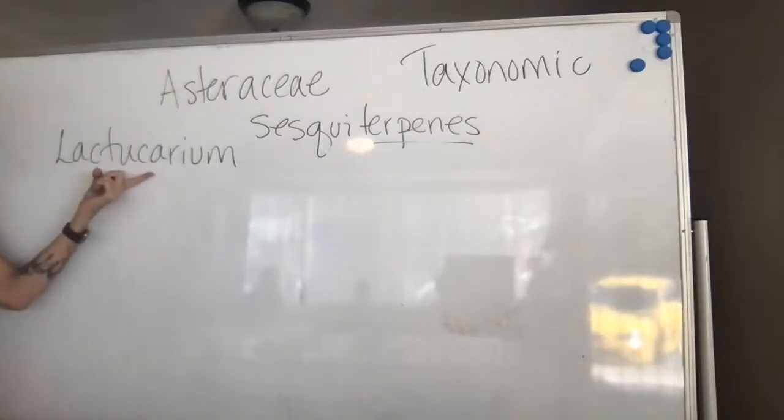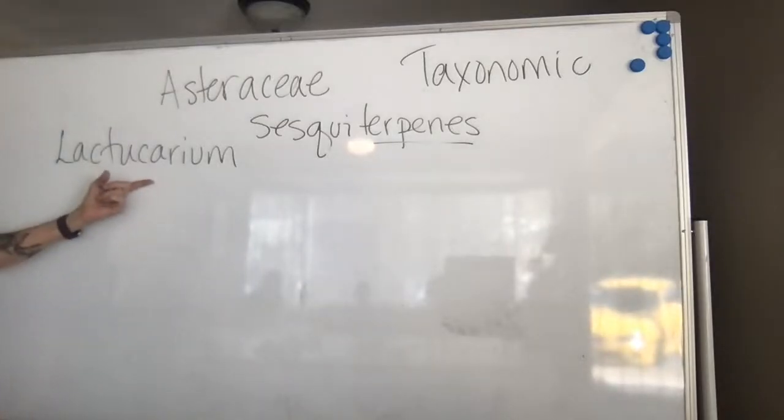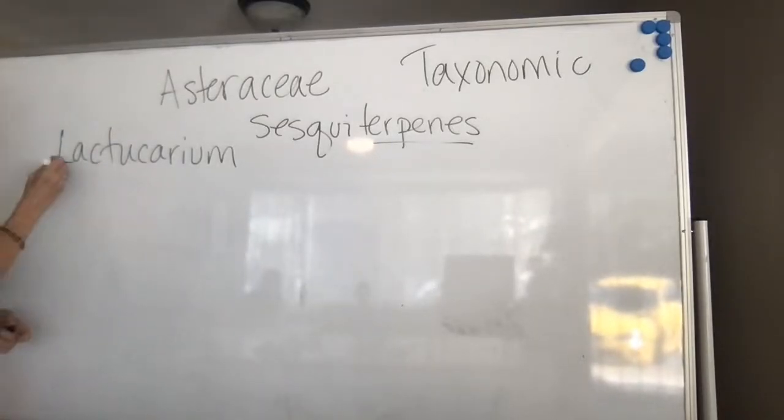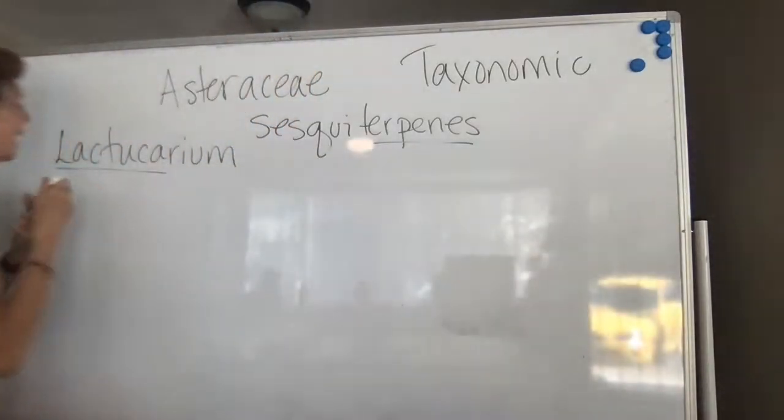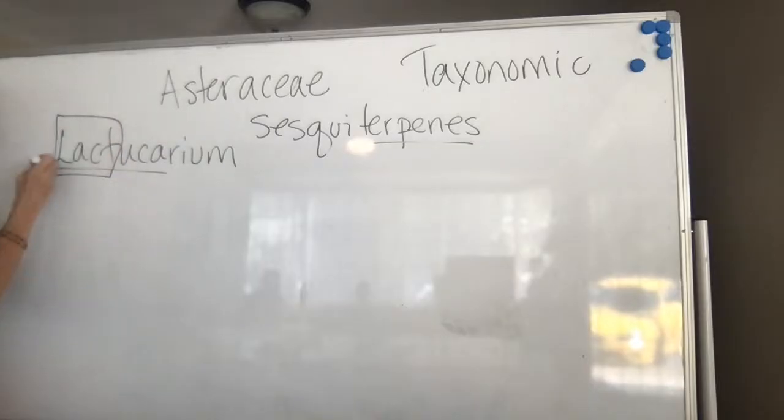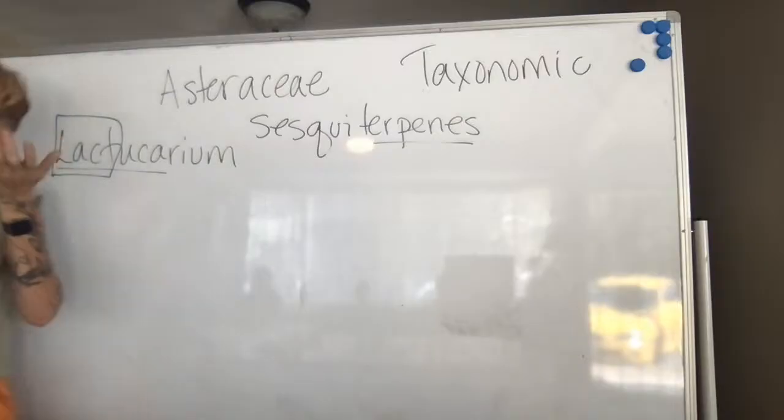And the genus name of lettuce is Lactuca. And of course, the root word lact, right? Milk, because when you break it, it secretes a milky substance, this milky latex.